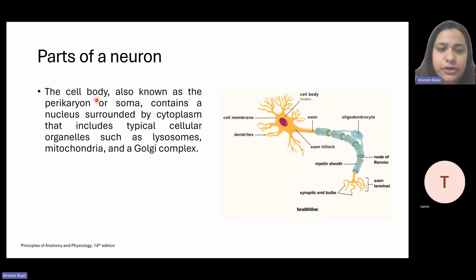The cell body of the neuron is also known as a perikaryon or a soma. It basically contains a nucleus which is surrounded by cytoplasm that includes typical cellular organelles such as lysosomes, mitochondria, and Golgi complex. So these are normal cell organelles that are also present over here.